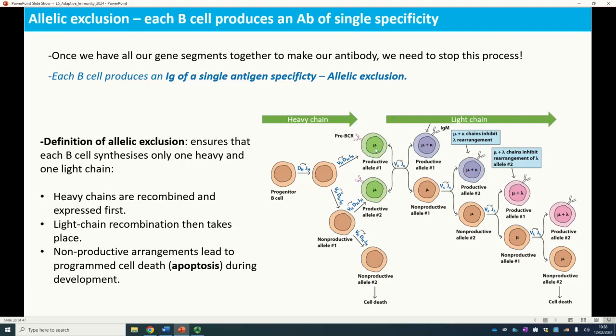If we get successful VDJ recombination, we can then get our light chain recombination events occurring. And likewise, if it doesn't work, the cell can try again. If it still doesn't work, it can switch from the kappa light chain locus to the lambda light chain locus, give it another go. If it doesn't work, it can have another go. If it doesn't work, then it's eliminated. But once it has produced a successful immunoglobulin, that's it. The process is shut down so that we've only got that receptor of that one specificity expressed on the cell. Okay?